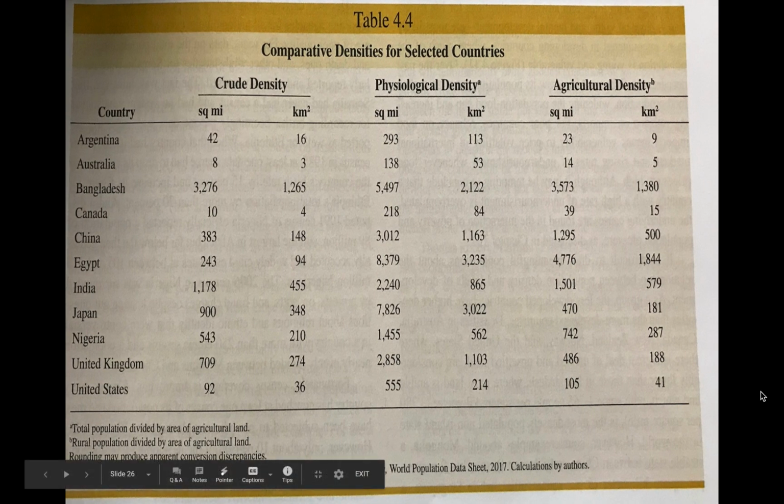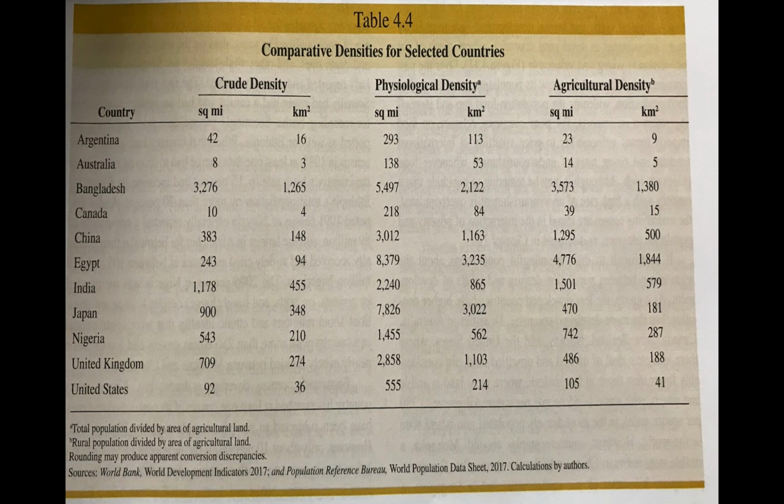When we look at comparing densities of countries, for your test you're going to have to be able to calculate density and read tables like this. When we look at the overall crude density, that's the arithmetic density, we can see that the most people per land anywhere in the world is Bangladesh, and the second is India. But Bangladesh has 3 times as many people per square mile of land as India. And the country that has the least amount of people per square mile is Australia.